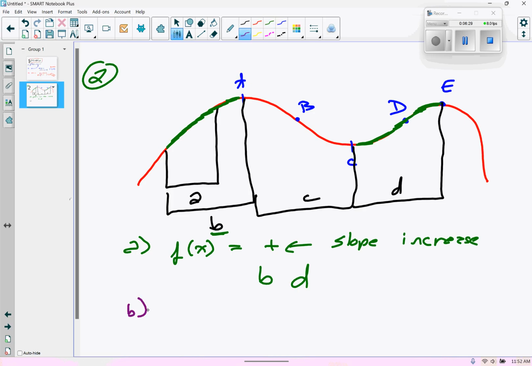And then letter B says, over what interval is this negative? So that would be slope decreasing. That looks like just this region here is where it's decreasing. So that would happen at little c.